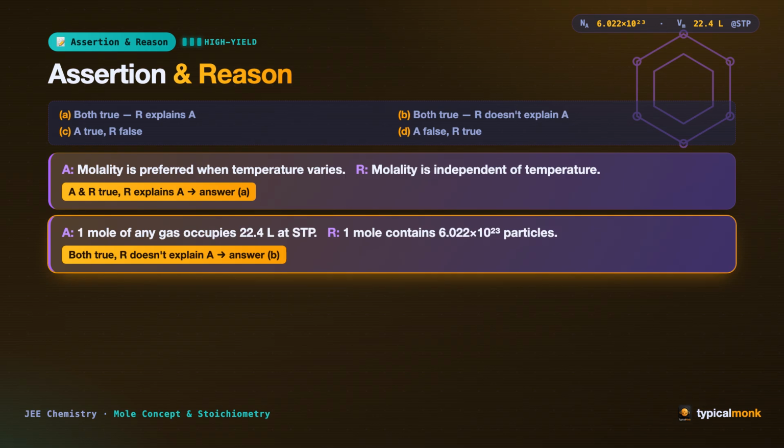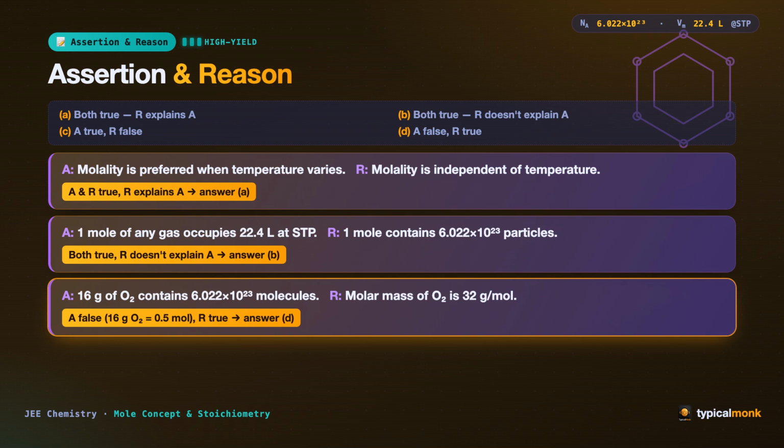Second one. Assertion: 1 mole of any gas occupies 22.4 liters at standard temperature and pressure. Reason: 1 mole contains 6.022 into 10 to the power 23 particles. Both statements are true, no doubt. But pause. Does the number of particles explain the volume? No. The molar volume comes from Avogadro's law. Equal volumes of gases hold equal numbers of molecules, not from the size of the number itself. Both true, but the reason does not explain the assertion. Option B. This is the trap that catches John every time. 2 true statements that simply stand side by side.